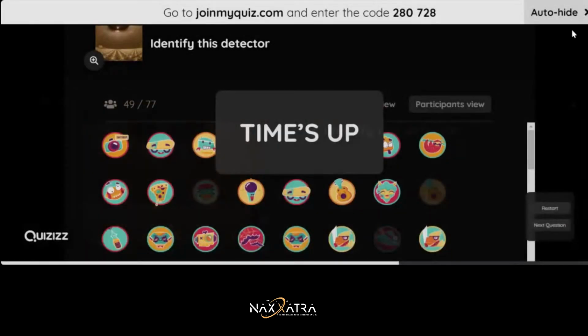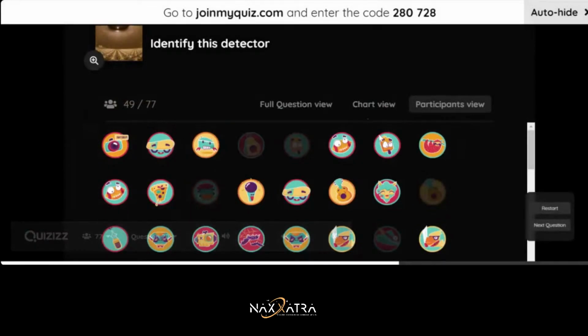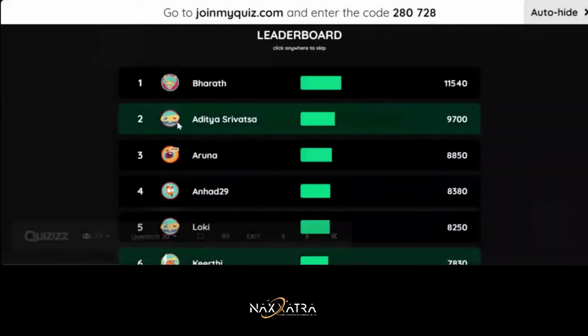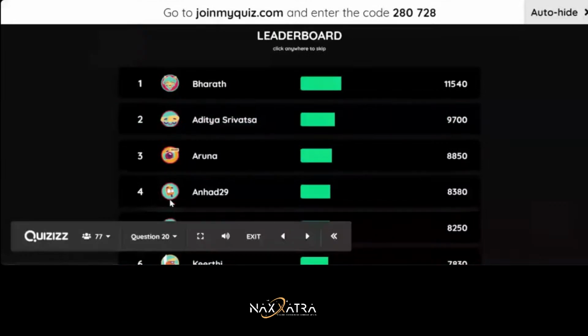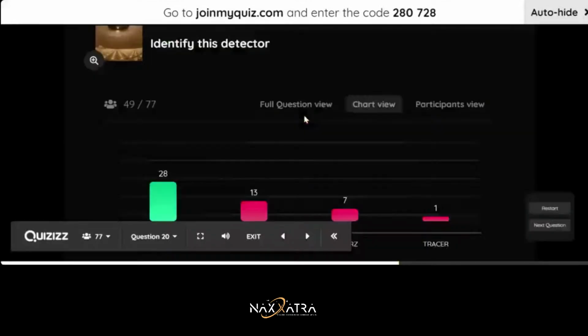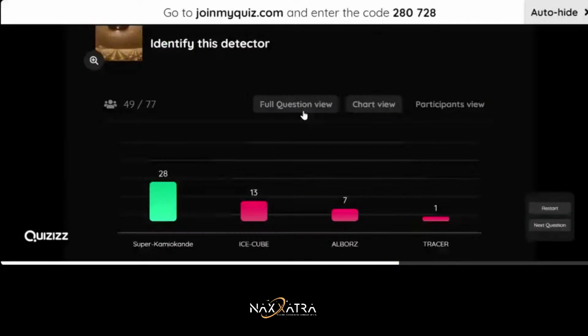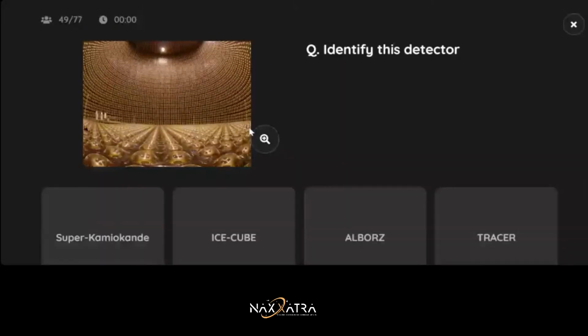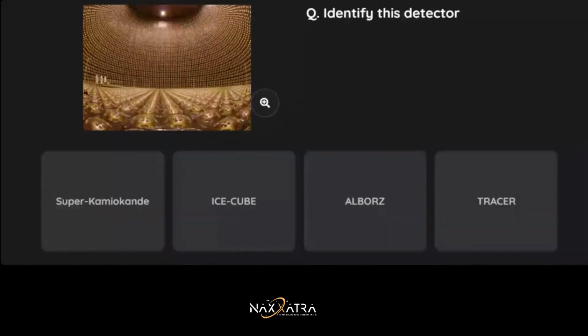So we have the leaderboard. Aditya came to the second place and Loki is in fifth place. These are the new additions. So if we see, this is nothing but the Super Kamiokande detector in Japan. This is a very good neutrino detector, which Japan scientists are building now. So it is present in Japan and it is the Super Kamiokande detector.